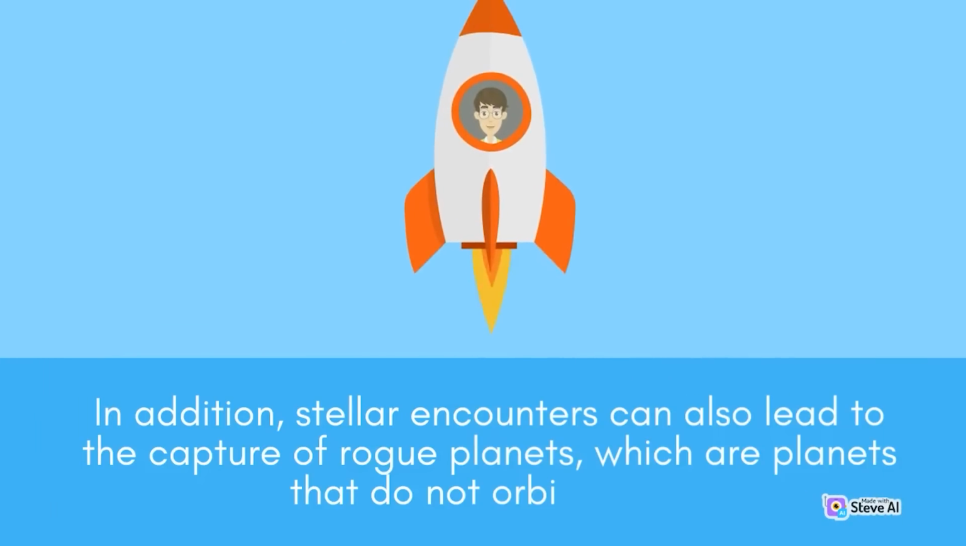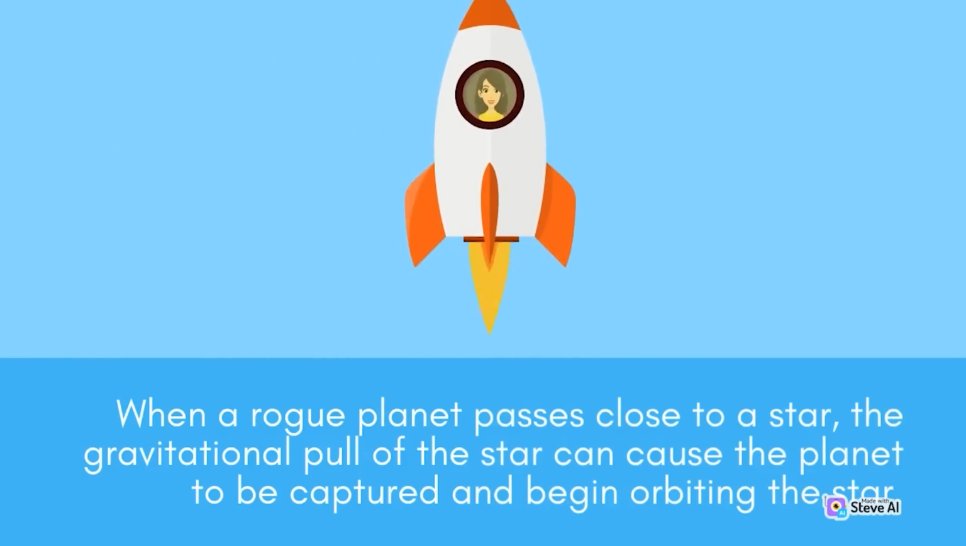In addition, stellar encounters can also lead to the capture of rogue planets, which are planets that do not orbit a star. When a rogue planet passes close to a star, the gravitational pull of the star can cause the planet to be captured and begin orbiting the star.